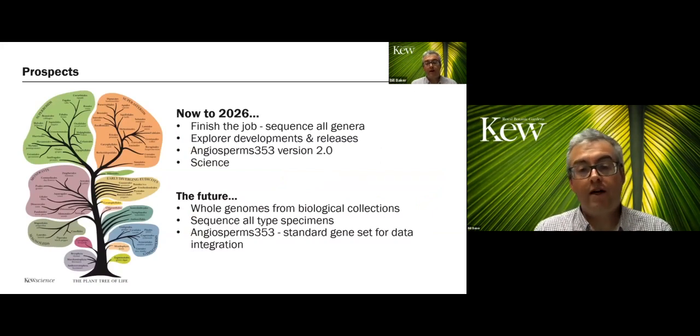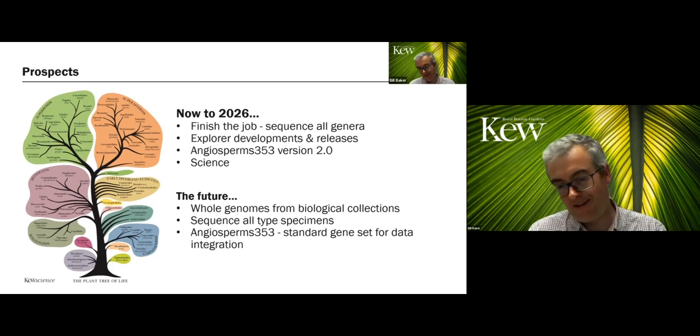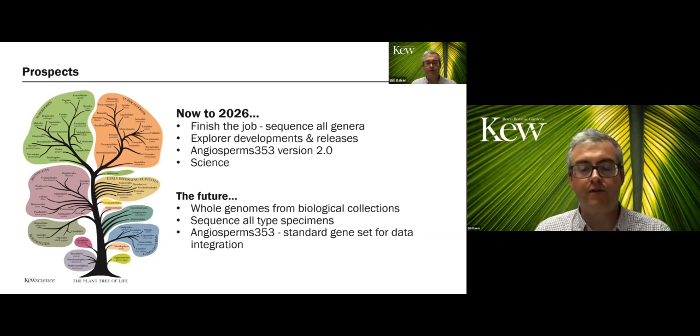So where are we going next? Well, it's probably pretty obvious to you what my job description is for the next few years. I've got to finish this task. We've got to sequence all the genera. But alongside that, we are planning new developments to the Future of Life Explorer. We also intend to improve and unpick the characteristics of the probe set in more detail. And we want to get on with more science. What that science is just yet is not scoped, but I think there are huge numbers of opportunities.